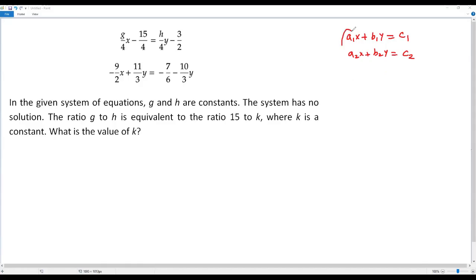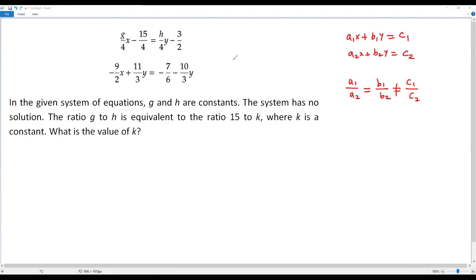Now let me get the ratio of the coefficients of x, then I'm getting a1 over a2. Ratio of the coefficients of y, b1 over b2. Ratio of the constant terms, c1 over c2. Okay, if the system of two linear equations in standard form has no solution, then the ratio of the coefficients of x and the ratio of the coefficients of y will be equal, and both these ratios will not be equal to the ratio of the constant terms.